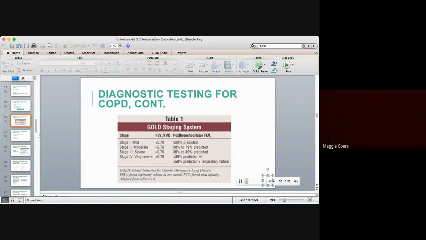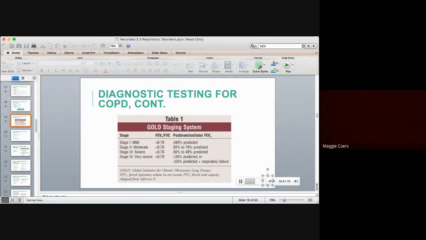So you can see that the ratio of less than 0.7 in all of these stages is characteristic. But what differs in the stages is how much FEV1 the older adult can get out after the bronchodilation compared to what that amount should be. So in a person with an FEV1 to FVC ratio of less than 0.7, with about half of the normal post-bronchodilator FEV1, those would be in stage 2.